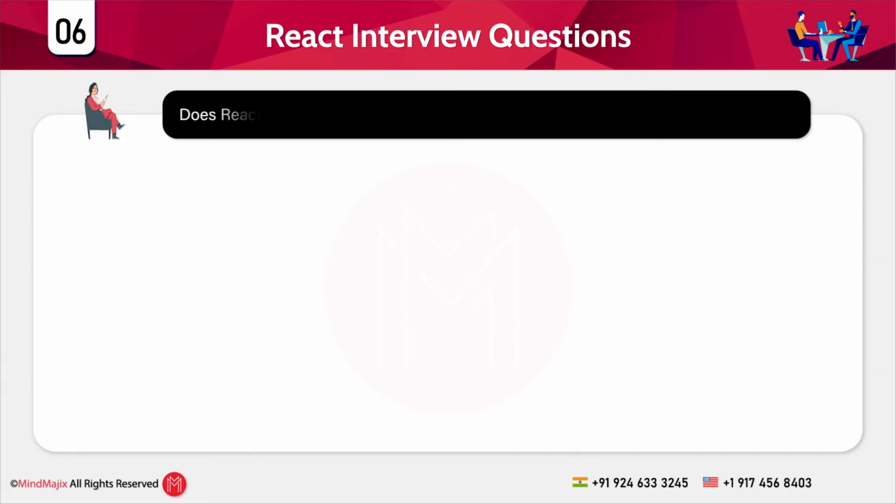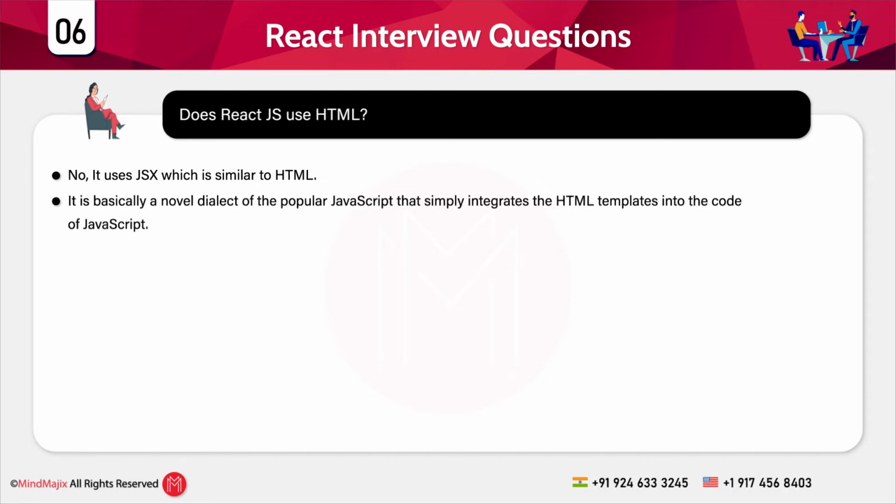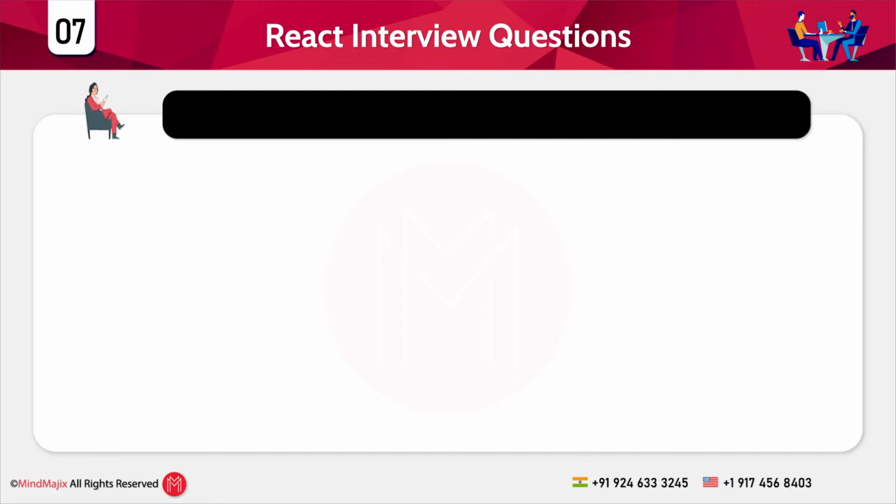The next question is, does ReactJS use HTML? The answer to this question is no, it uses JSX, which is similar to HTML. So the next obvious question will be, what is JSX? It is basically a novel dialect of the popular JavaScript that simply integrates HTML templates into the code of JavaScript. The browser is not capable of reading the code simply, and thus there is a need for this integration. Generally, Webpack or Babel tools are considered for this task. It has become a very popular approach in the present scenario among developers. So guys, let's move to the next question.